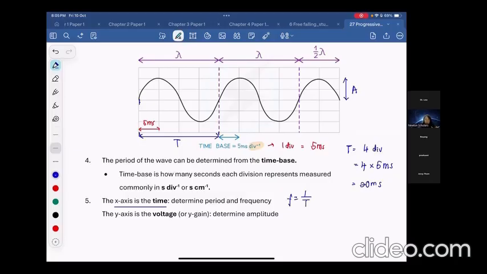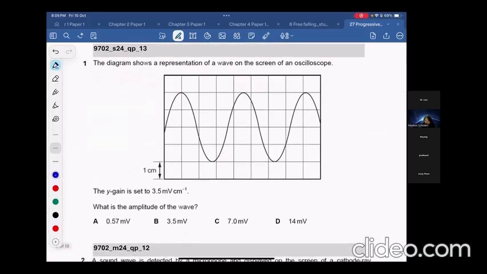If okay, then we try with past year question. Now it goes to next page, past year question. Okay, 2024. This is the wave showing by oscilloscope. Then you see, this means that 1 cm represents 3.5 millivolt. What is the amplitude of the wave?